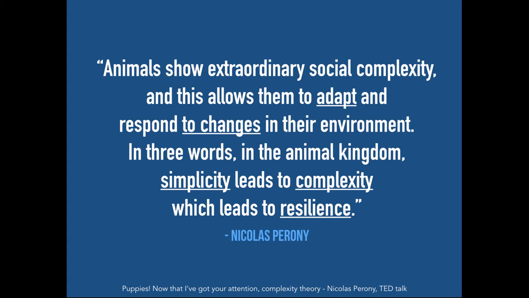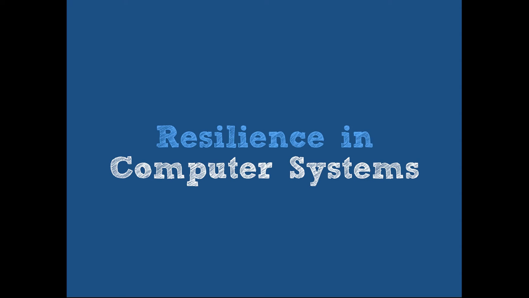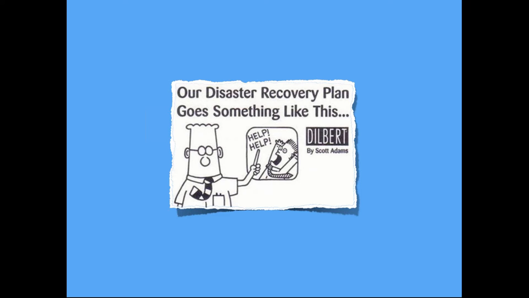It's a very entertaining one, where he says that animals show extraordinary social complexity. This allows them to adapt and respond to changes in their environments. In three words, in the animal kingdom, simplicity leads to complexity, which leads to resilience. And this brings me to resilience in computer systems. Unfortunately, we often react like this, right? First not at all, and then with complete panic.